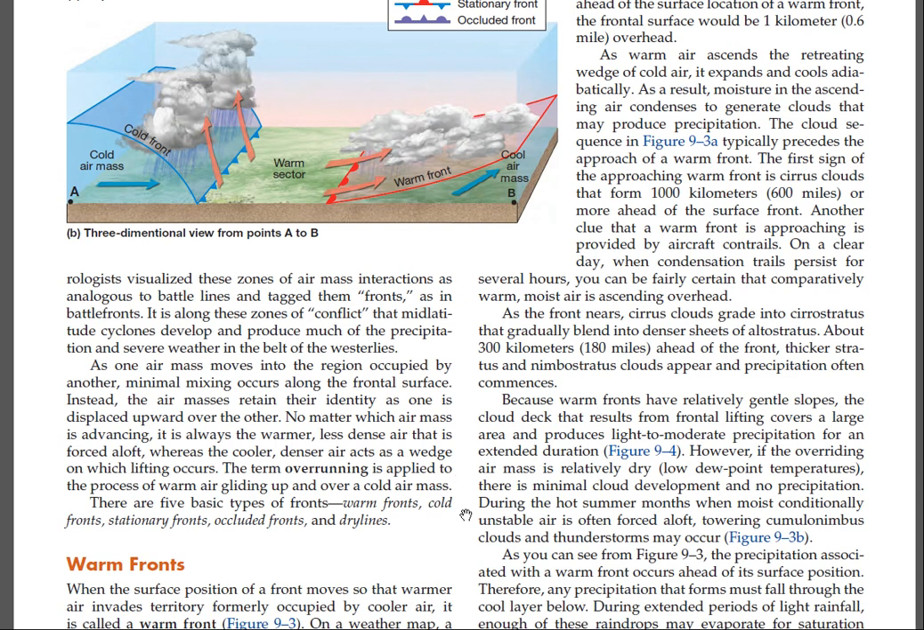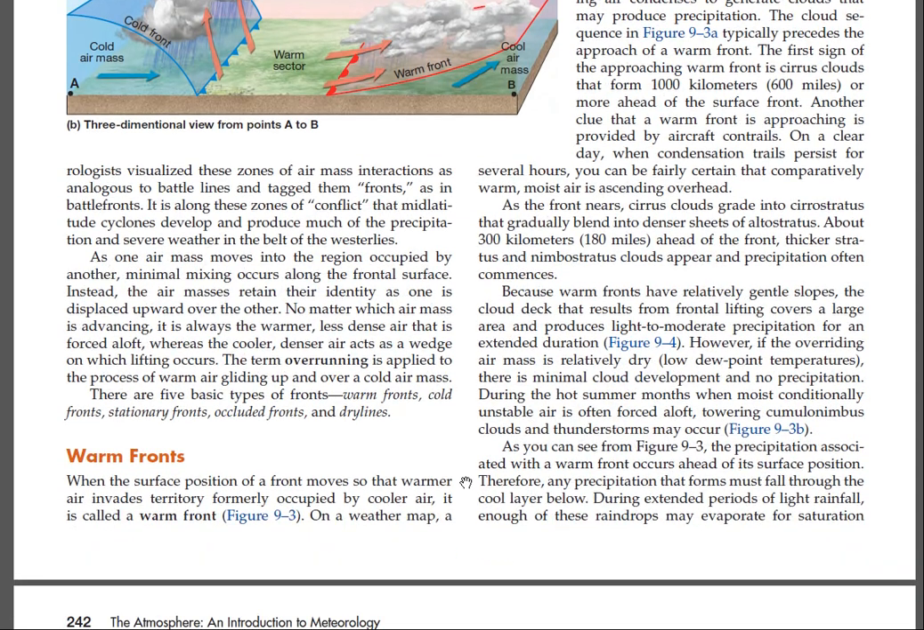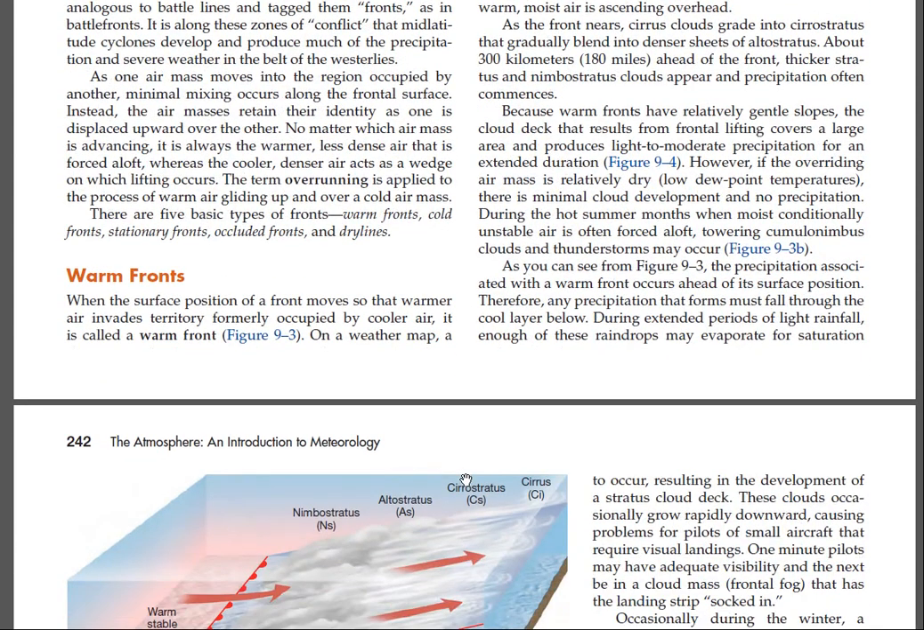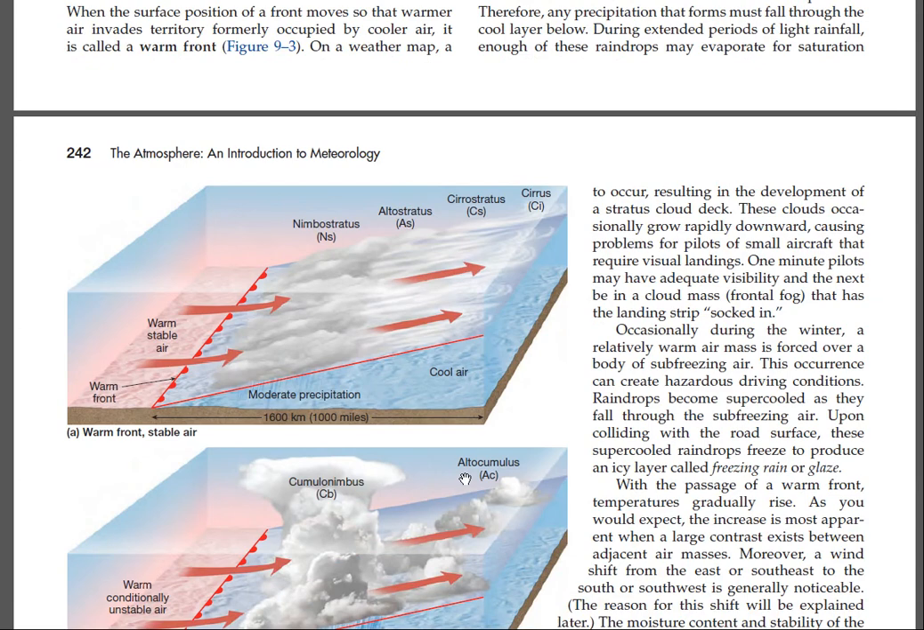During the hot summer months when moist, conditionally unstable air is often forced aloft, towering cumulonimbus clouds and thunderstorms may occur, figure 9.3b. As you can see from figure 9.3, the precipitation associated with a warm front occurs ahead of its surface position. Therefore, any precipitation that forms must fall through the cool layer below. During extended periods of light rainfall, enough of these raindrops may evaporate for saturation to occur, resulting in the development of a stratus cloud deck.